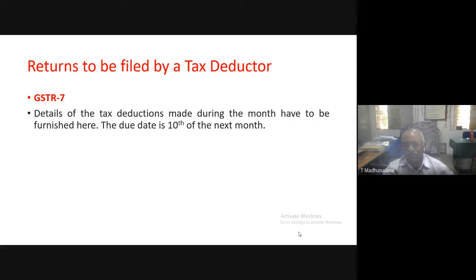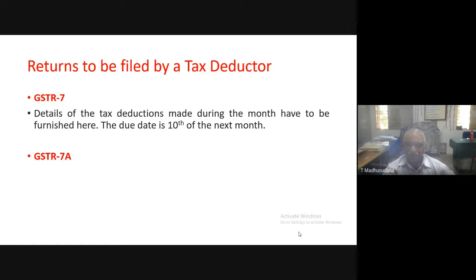Details of the tax deductions made during the month have to be furnished here. What are the various tax deductions made during the month? All that information they have to furnish in GSTR 7. The due date for submission of GSTR 7 is 10th of the next month.